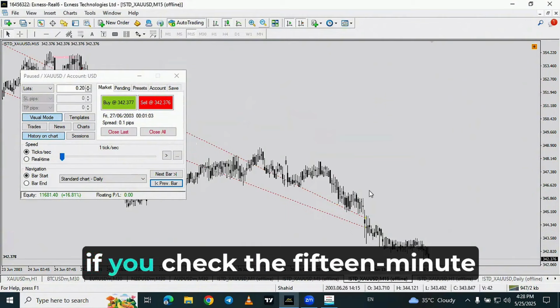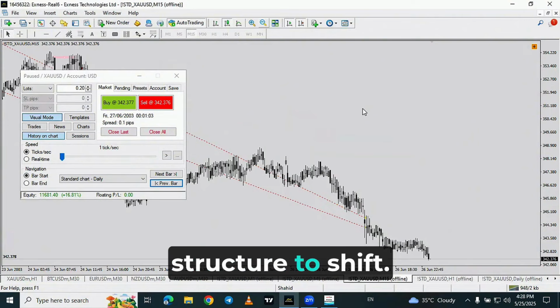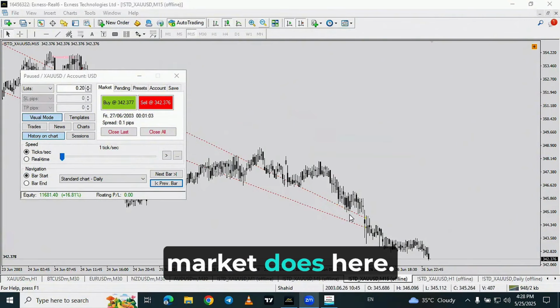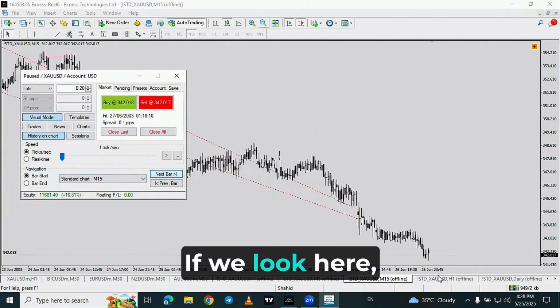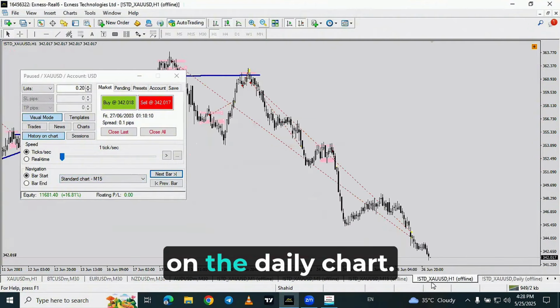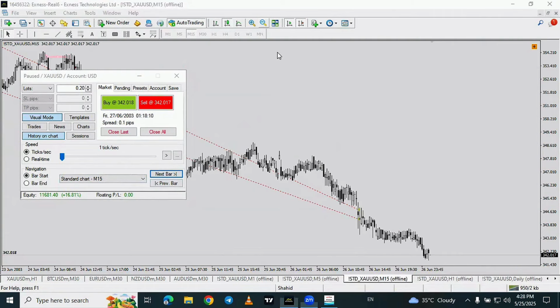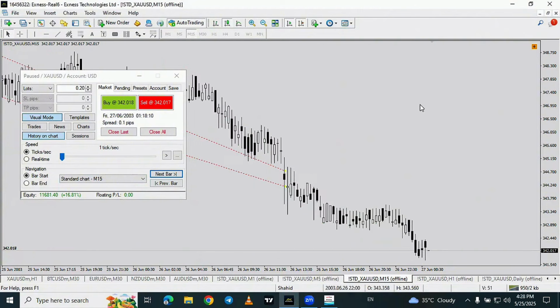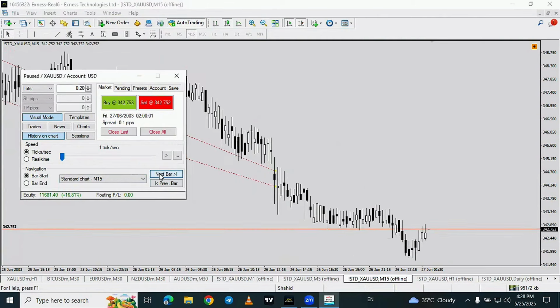All right, if you check the 15-minute chart, the structure hasn't shifted there either. We need to wait for the structure to shift, but let's see what the market does here. We'll wait for the structure shift on the 15-minute chart. If we look here, it has taken its low on the daily chart. On the 15-minute chart, you can see the support and resistance. We'll wait, but the 15-minute structure is still intact.